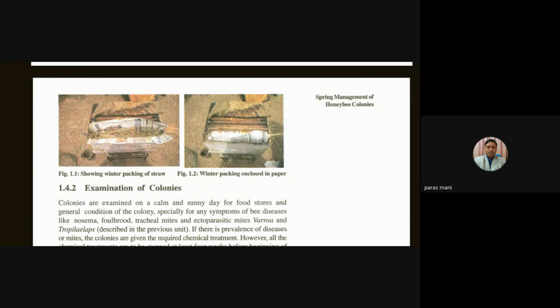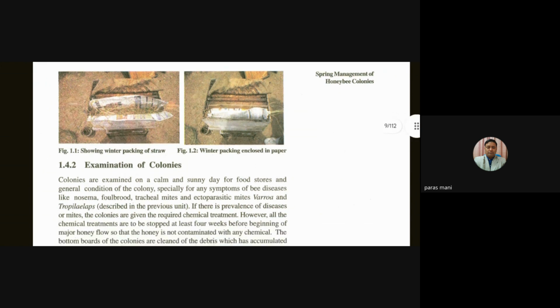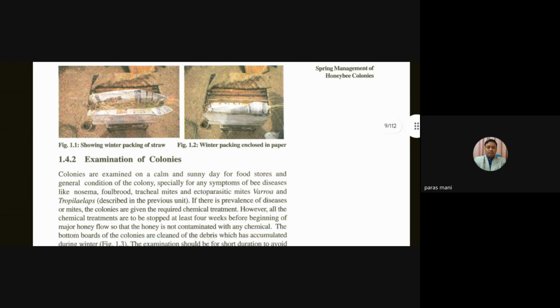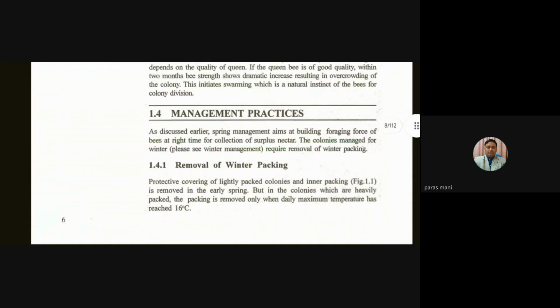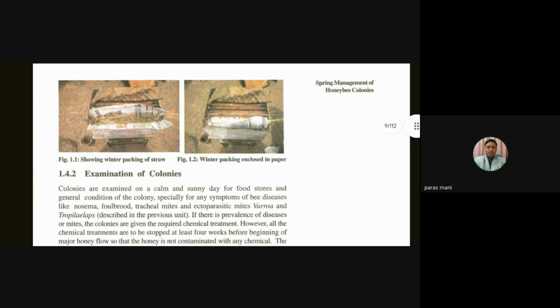So we have to pack the empty space with material like newspaper with straw, paddy straw or any straw, so that the temperature regulation becomes easy. Newspaper is actually a thermo regulator. It doesn't allow temperature to go through it easily, so that the temperature inside the colony will be maintained. This type of packing must be removed in the spring season.